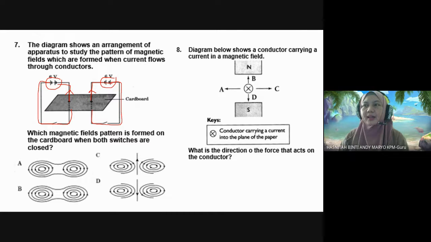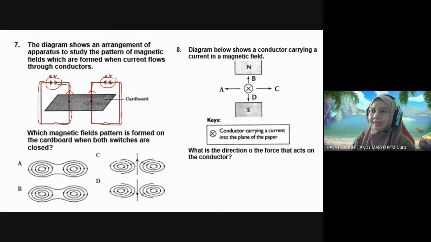So which one is the answer? Both curl in anti-clockwise direction. A, B, C, or D? So you can see clearly the answer is B. Okay, answer is B. Okay, now try number 8.